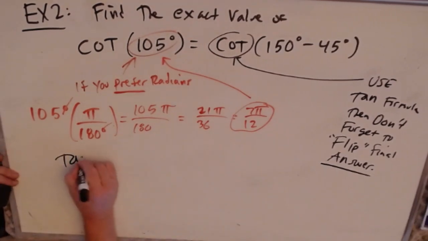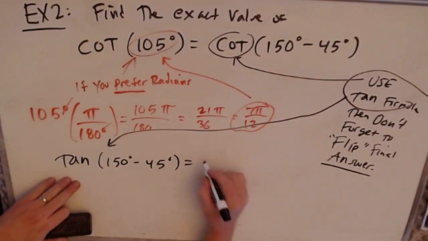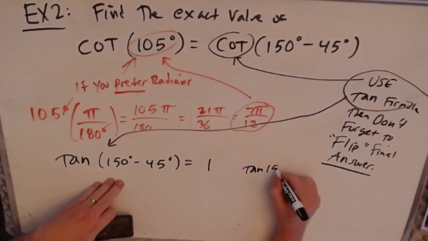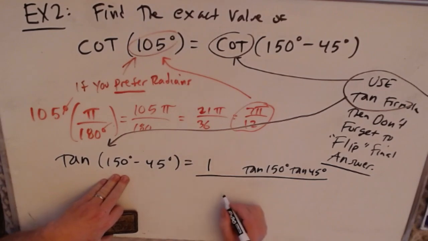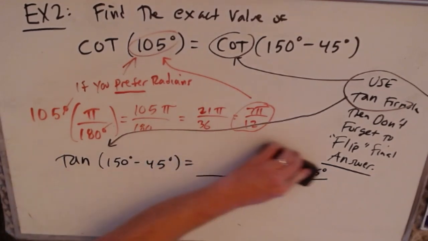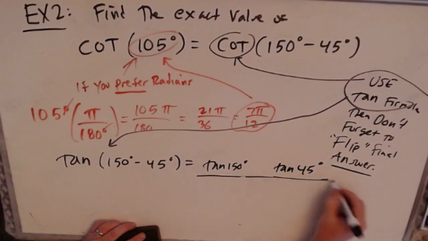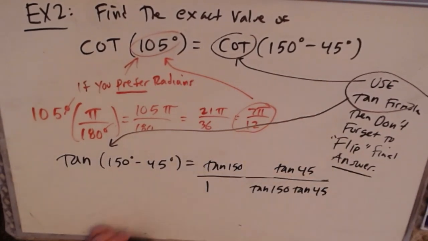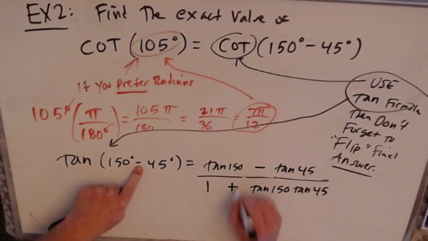Okay, so we're going to do tan of 150 minus 45. So that's going to be 1. And then I always forget the sign, so I just leave it blank for a second while I think. Tan 150, tan 45. I already got it wrong. It's tan 150, and then tan 45, then the 1, tan 150, tan 45. You may omit the degree symbols when it becomes clear. We're doing the subtraction. So the subtraction formula, the minus goes on top, and the plus goes on the bottom.